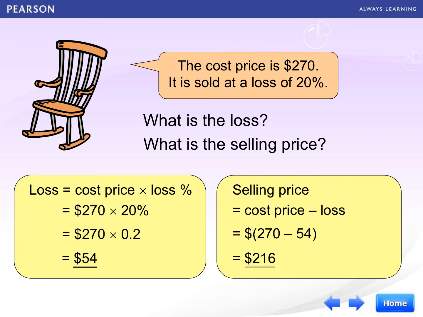And to find the selling price, we can subtract the loss from the cost price. That is $270 minus $54. In this case, the selling price is $216.